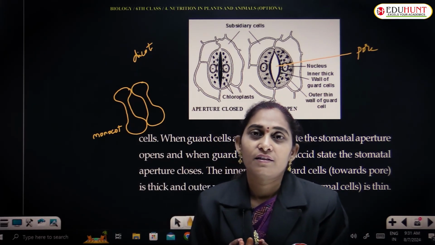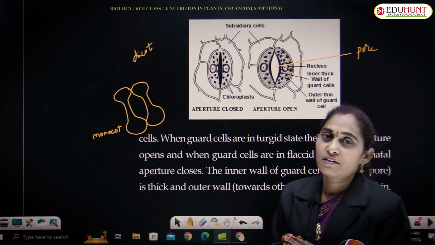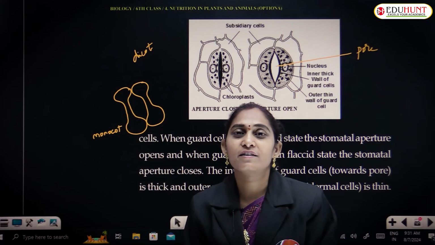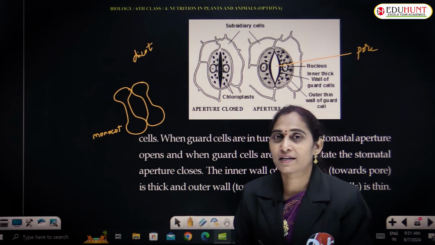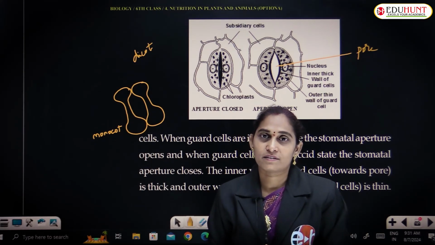During daytime the stomata open. During night time, the stomata close. Stomata are active during daytime and passive or inactive during night time in moderate conditions.